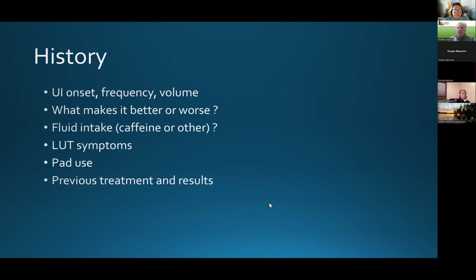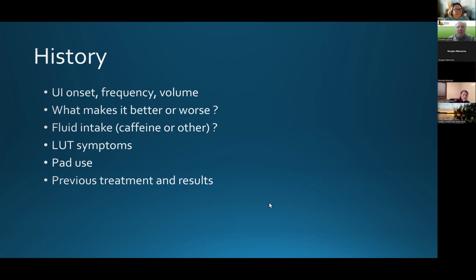So in terms of the history, when we evaluate urinary incontinence, we want to establish, when did it start? Is it recent? Has it been going on for years? What's the frequency of these incidents? Is it once or twice a day? Is it all the time? And then also, as best possible, to try to establish the volume. Is there a little spotting on underwear or the pad? Or is it like a full-fledged river?